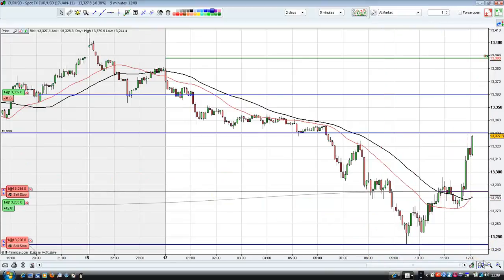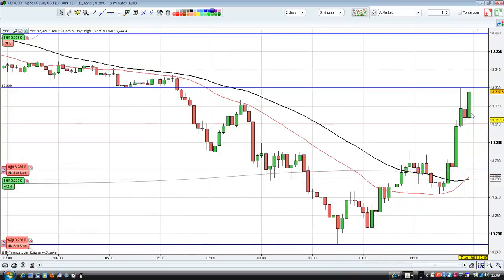Okay, but you can see this is another good example. The market has made a high here, but it hasn't been tested yet, so you cannot call that a resistance. It hasn't been tested yet, so we'll see.